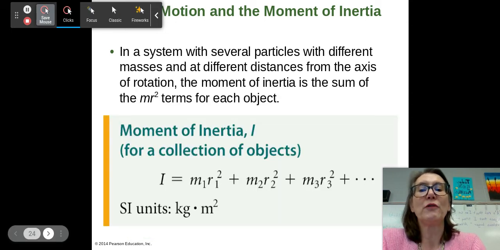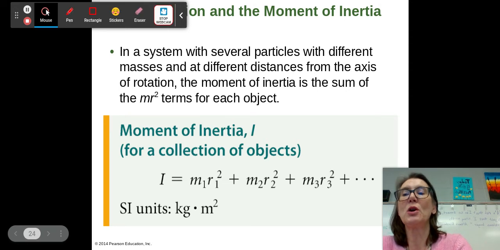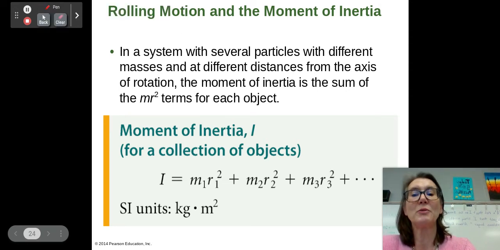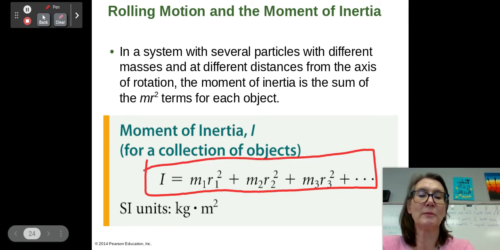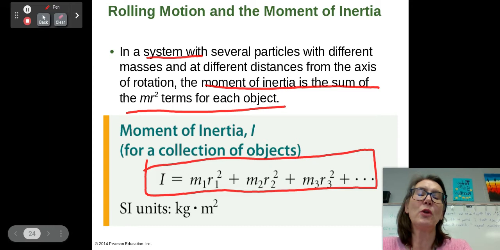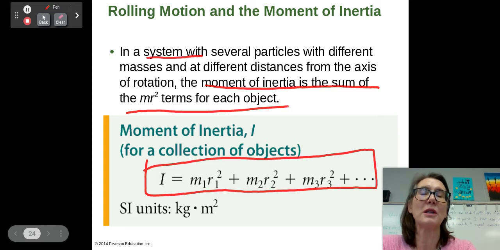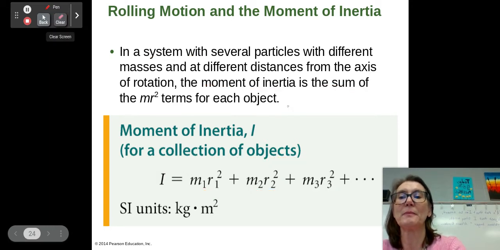The moment of inertia for an entire system, of course, would depend on the moments of inertia for each object in that system. So we simply add them all up together, okay? So in a system, the moment of inertia is the sum of all the moments of inertia of each particular object in that system.